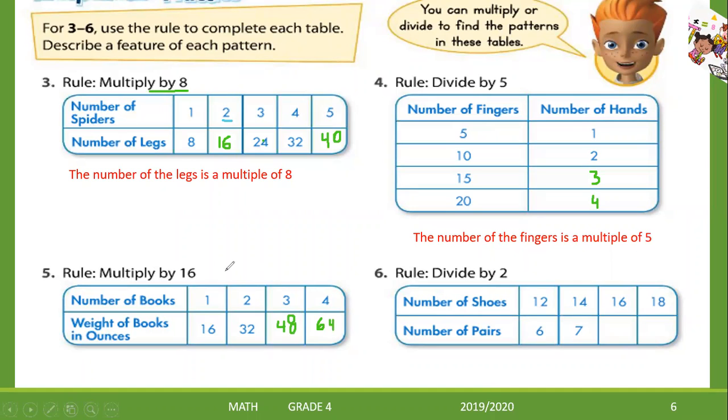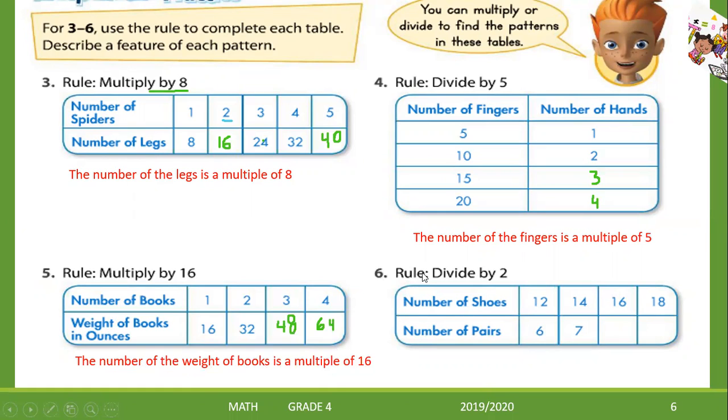So it is easy for us to follow the rule and fill the table. What about the description for this table? If we look at the weight of box in ounces, we have 16, 32, 48, 64. We can say the weight of box is a multiple of 16. As you see, 1 times 16 is 16, 2 times 16 is 32, 3 times 16 is 48, 4 times 16 is 64. So the weight of box is a multiple of 16.